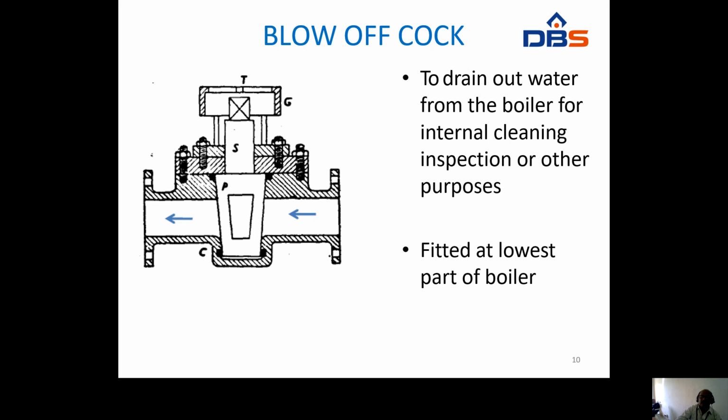So the blow off cock. This blow off cock we use to drain out water from the boiler for internal cleaning. So we want to clean the boiler, which means you have to remove the entire water. This blow off cock is arranged at the bottom of the boiler, and if you open it, we can drain the water from the boiler.